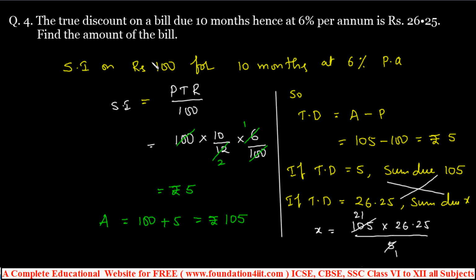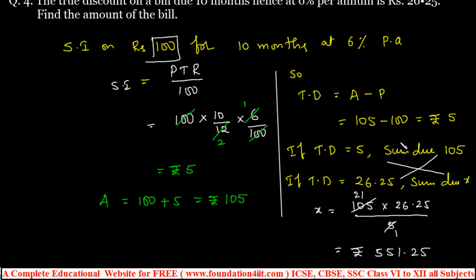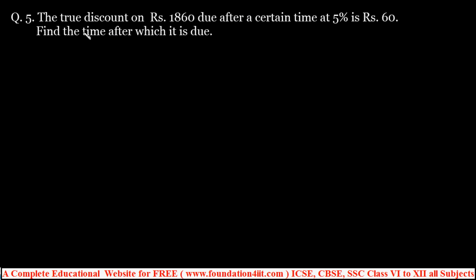Just by taking the simple interest for 100, you can calculate the true discount directly. And let us see another sum, one problem to calculate the time. In this problem, the true discount on 1860 due after a certain time, time is not mentioned, at 5% is rupees 60. True discount is 60, rate of interest is 5, amount is 1860. Find the time after which it is due.